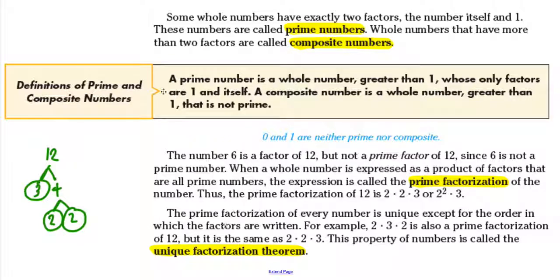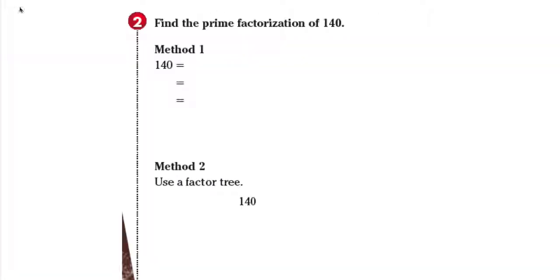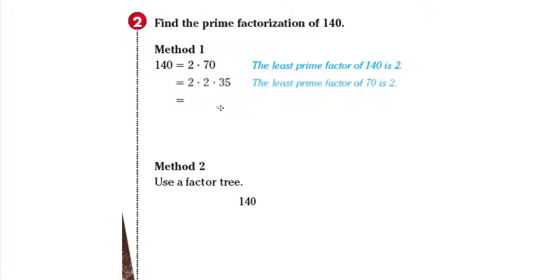Let's take a look at example number 2. Find the prime factorization of 140, method 1. We get 2 times 70. The least prime factor of 140 is 2. And then we get 2 times 2 times 35, because 2 times 35 will give you 70.